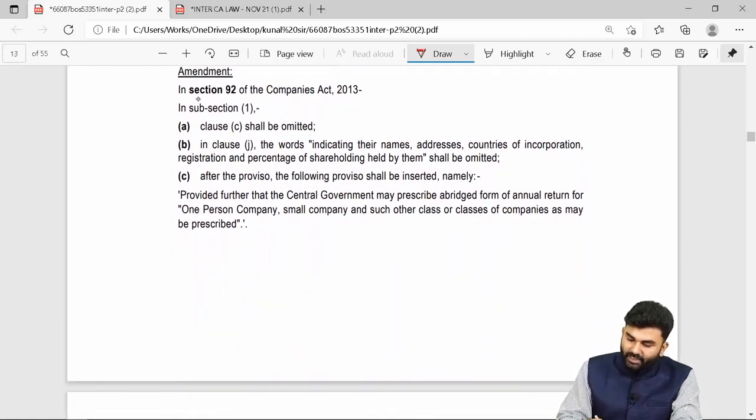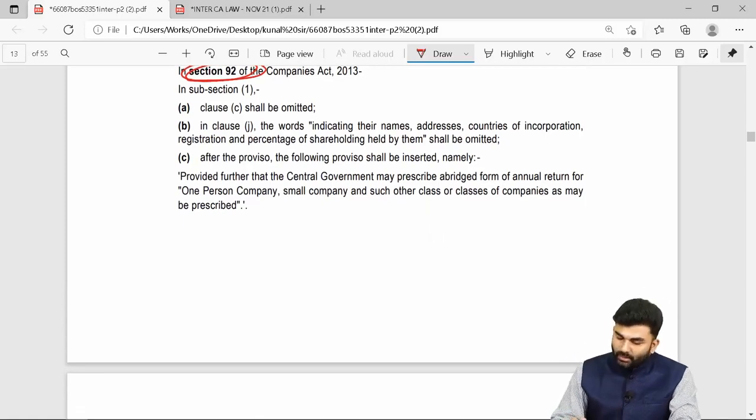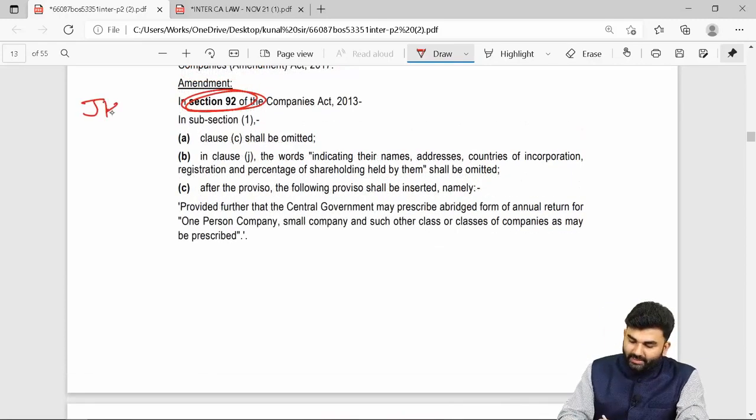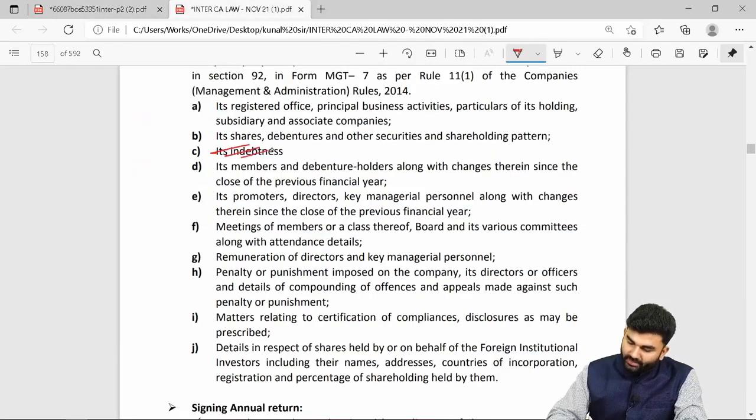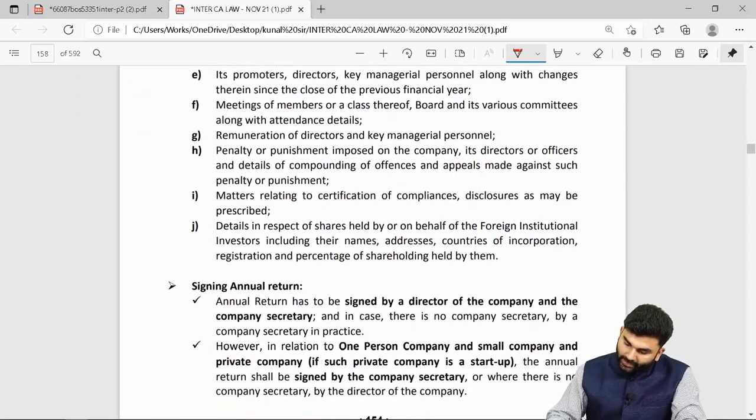Okay. There is one more change in your section number 92. Section number 92, clause number C shall be omitted. There will be a word called indebtedness. See, in your JKS's textbook, page number 154. The word indebtedness should be omitted. Okay, so this is to be omitted. In point number J, this word should be omitted. So you don't require to give any kind of details.